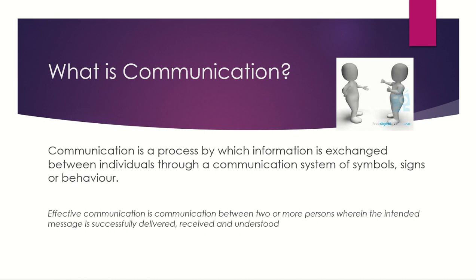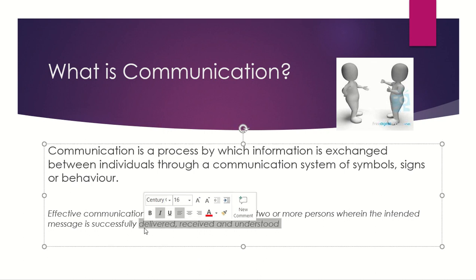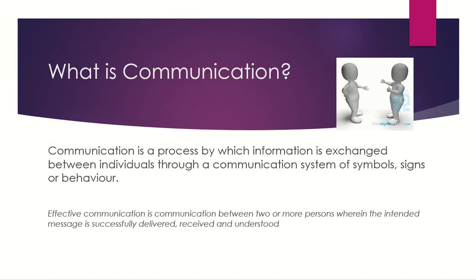Now, effective communication is actually when communication between two or more persons is successfully delivered, received, and understood. So you see that three things stand out there: delivered, received, and understood. When these three things are actually done, then that communication has been effectively communicated. When the communication has been delivered to the intended person, the intended person received it, and the intended person understood it, then you can say that communication was effectively done.